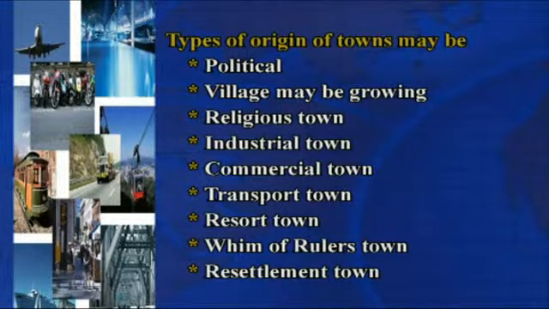The types of origin of towns may be political, a village that may be growing, a religious town, an industrial town, a commercial town, a transport town, a resort town, a whim of rulers town and a resettlement town. These are all the features which are controlling the origin of towns.